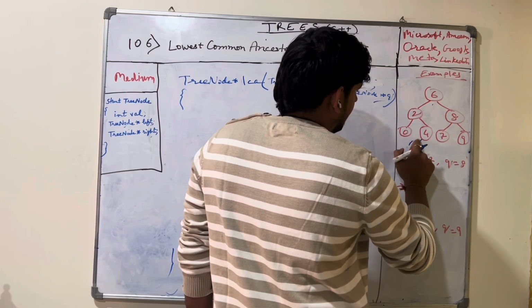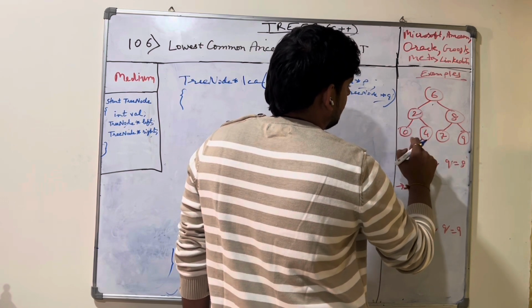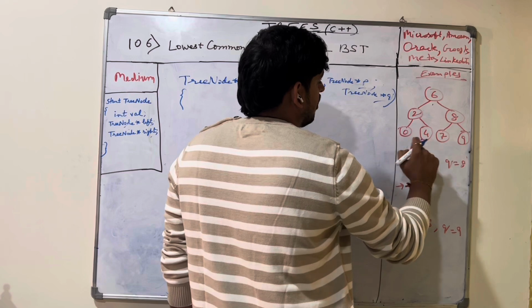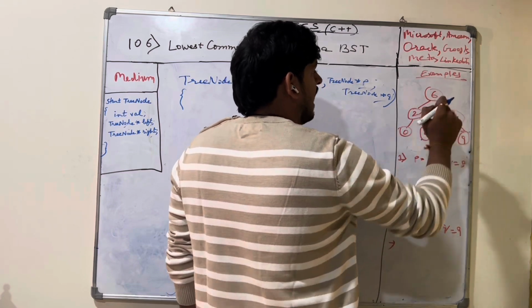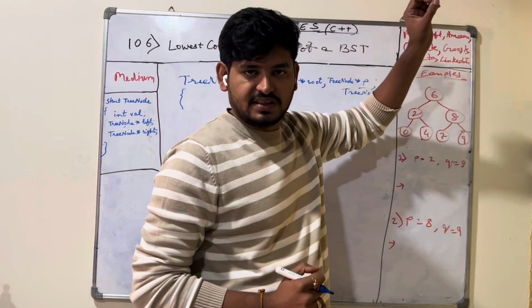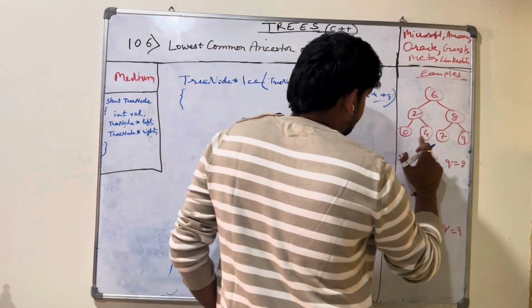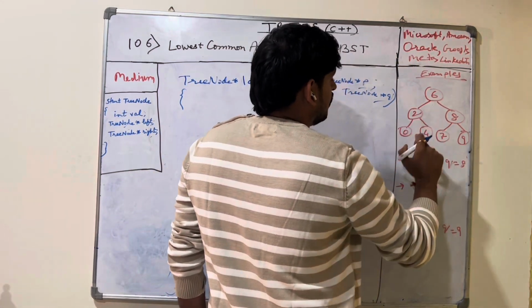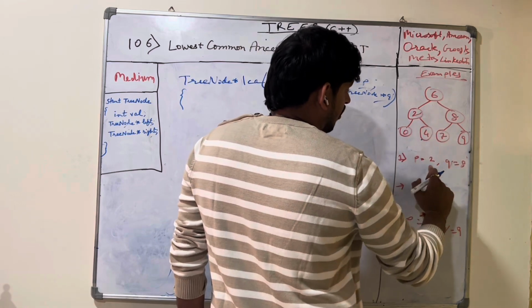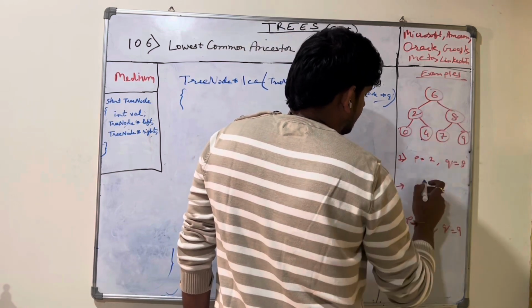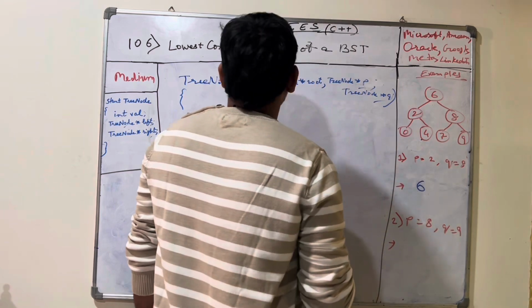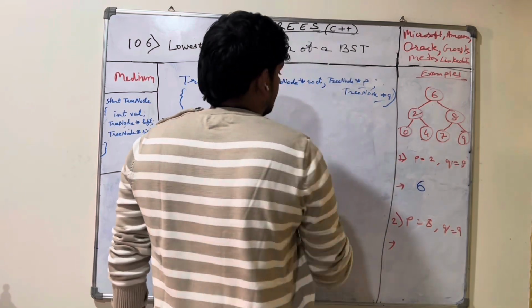For example, if we take 0 and 4. For 0 and 4 the lowest common ancestor won't be 6. 6 would be the highest common ancestor. It is the root. Everyone has been originated from it. But for 0 and 4, the lowest common ancestor would be 2. Similarly, for 2 and 8 here, the lowest common ancestor would be 6. So we will return 6, the root.